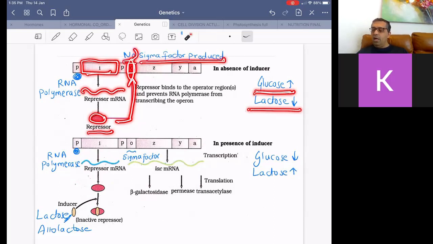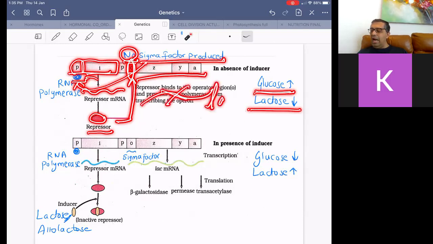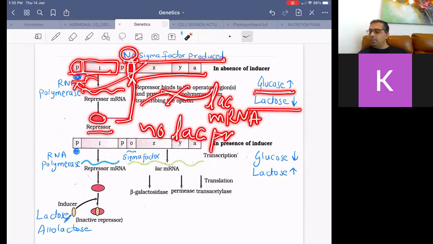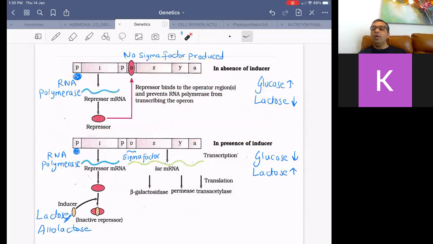No sigma factor is produced. So no sigma factor, RNA polymerase cannot go from the promoter gene to the structural gene, lac Z, lac Y, lac A. No lac mRNA is produced and no lac mRNA, so no lac proteins. तो lactose proteins नहीं बन पाएंगे. So lac operon is switched off.